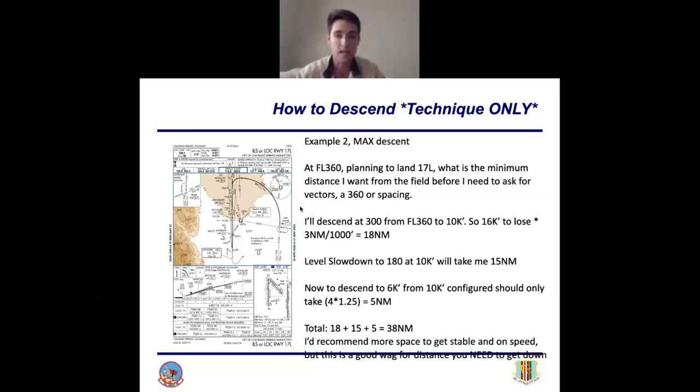So 68 miles or 70 miles from the field, if I am still stuck at flight level 360, I'm going to have a problem landing, because that's kind of the worst case scenario that I can get down. So if I can even get down a little bit from that, I can redo this math and see, okay, what's the closest I can be to the field at my new altitude that I'm going to be able to max descend.